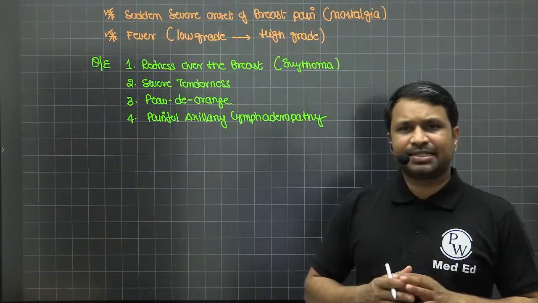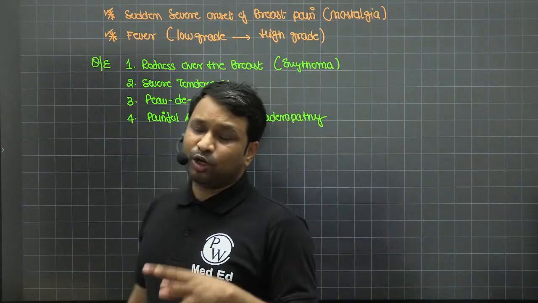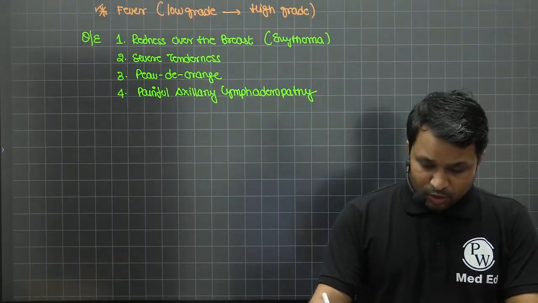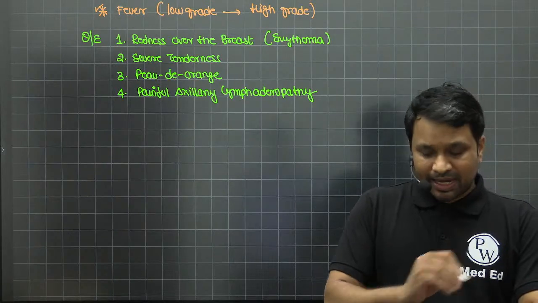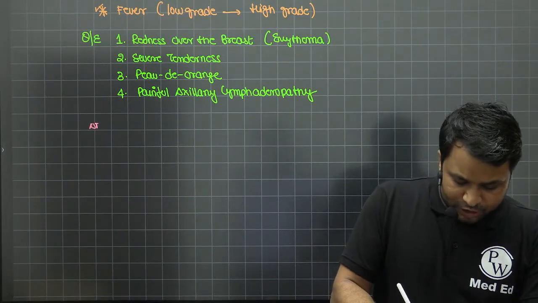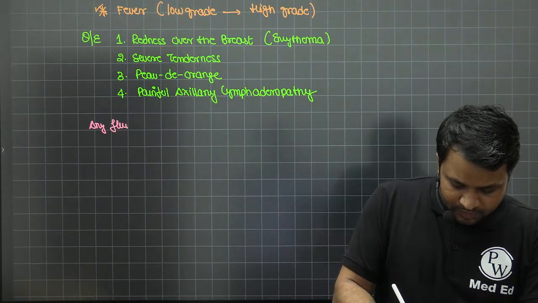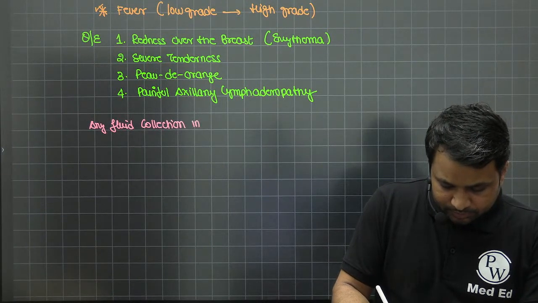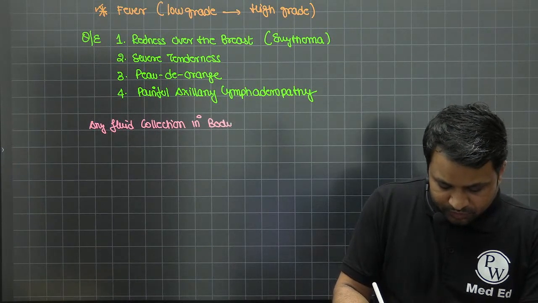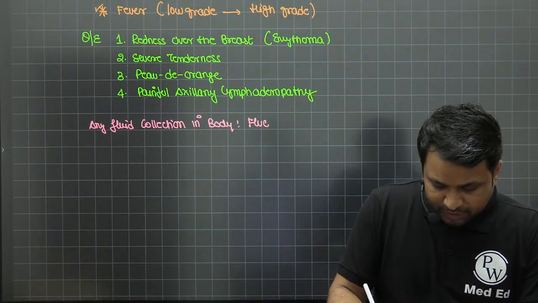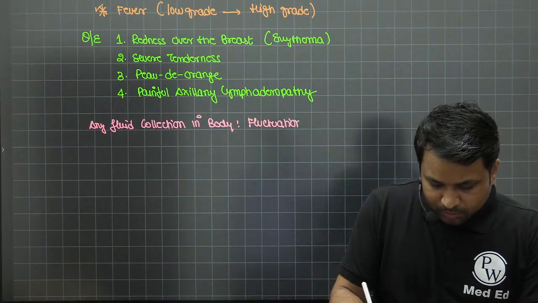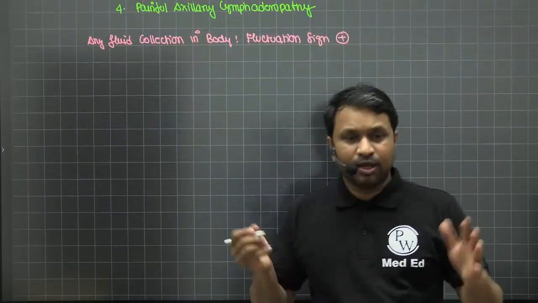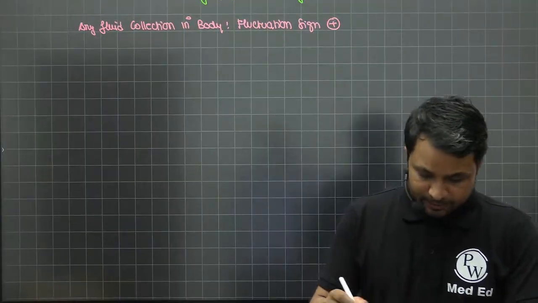Now, what is interesting is whenever there is any fluid-filled cavity or abscess in the body, we have something called fluctuation sign positive. So to understand this, any form of fluid collection in the body will have fluctuation sign positive. There are certain exceptions. We'll talk about it. Now, what is this fluctuation sign?